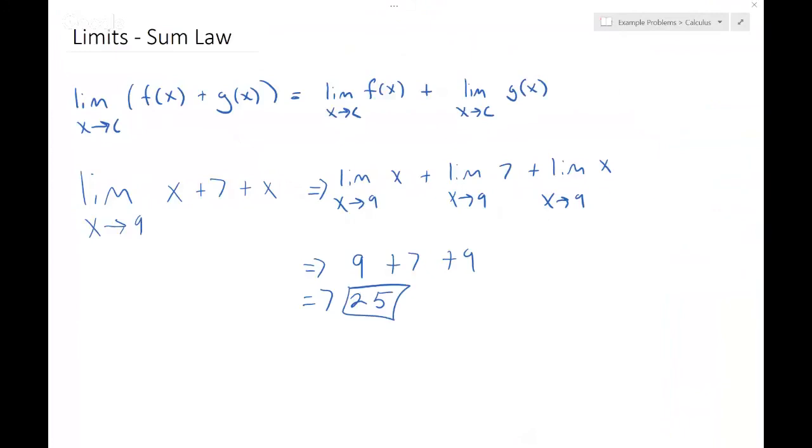So to restate that, the limit of x approaching 9 of x plus 7 plus x is equal to 25. So that's basically how you can use the sum limit law.